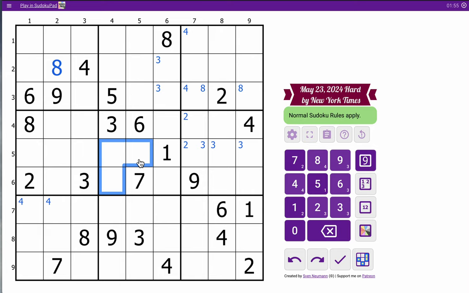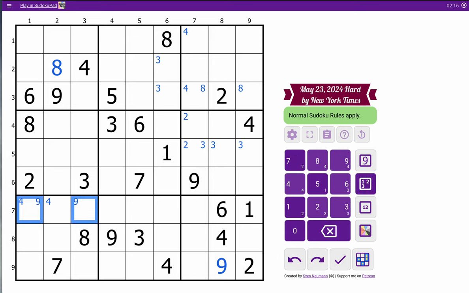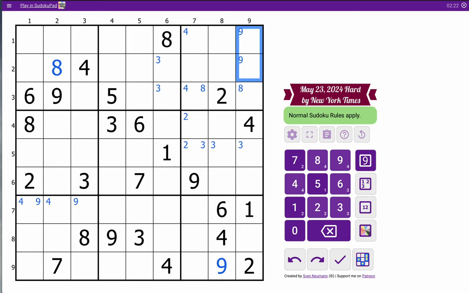I do have a nine that I can immediately place in box 9. The reason is there's only five spaces for it. Those are ruled out, and these are ruled out. Nine has to go here. Therefore, it must go there. Not like that, though. What's left?